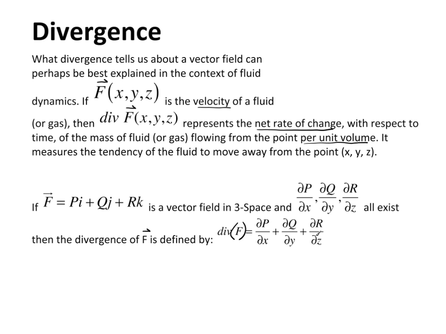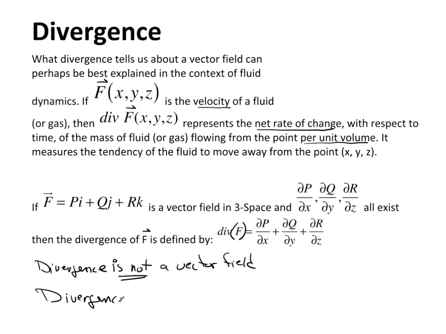Now, unlike curl, divergence is not a vector field. Curl is a vector, and of course for all points it creates a vector field. Divergence is actually a scalar field.